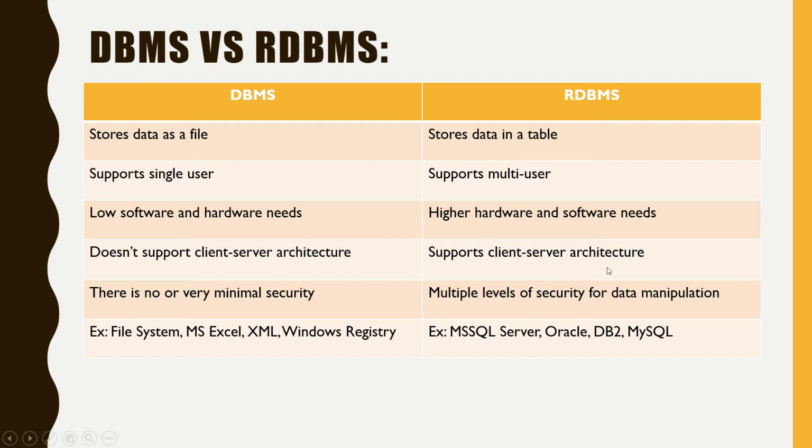DBMS doesn't support client-server architecture, as files cannot be maintained on one location and accessed from other location, whereas RDBMS supports client-server architecture, in which data is maintained on one server and all clients can access data from that server. There is very minimal or low security in file system of DBMS, whereas RDBMS has multiple levels of security to maintain and to manipulate data. Examples of DBMS system are file systems, MS Excel, XML, Windows Registry, etc. Whereas examples of RDBMS are MS SQL, Oracle, DB2 and MySQL.